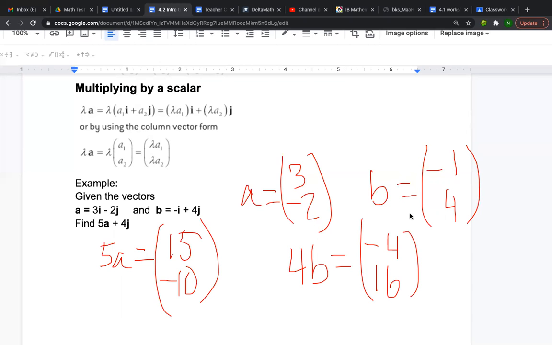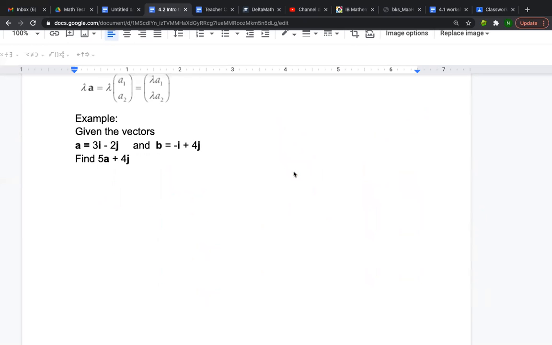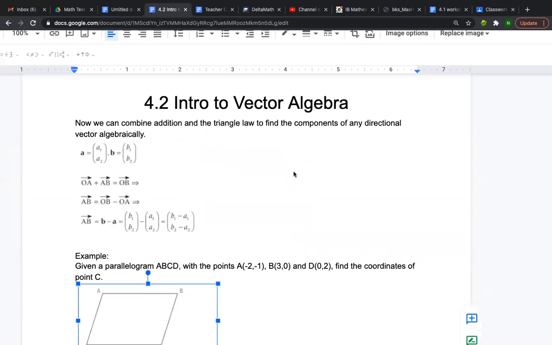And then we're just adding them together. So 15 plus negative 4 would be 11, and then negative 10 plus 16 is 6. So that's my final answer. Again, I think that this part of this unit is super straightforward. It's just a different look at algebra. Okay, moving forward.